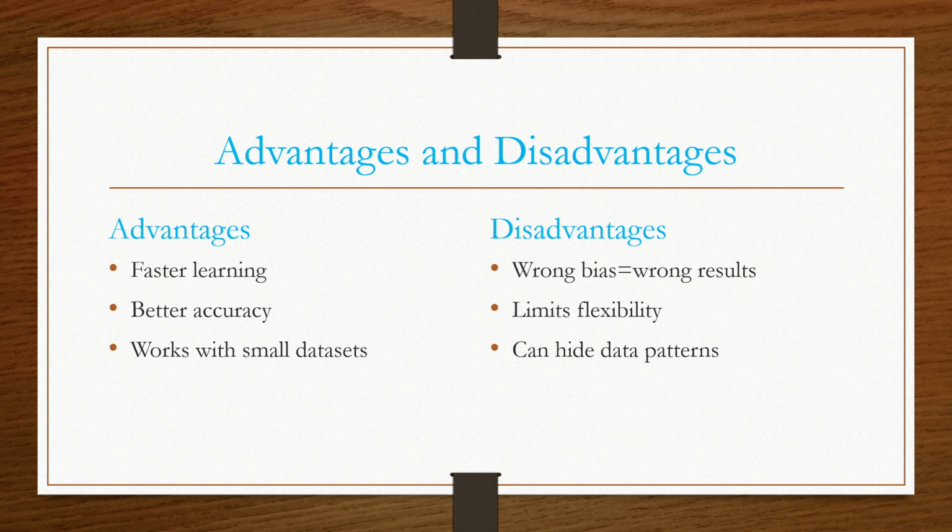Next is missed patterns in data. If the bias is too strong, the model may overlook new or rare patterns. For example, if the bias says all cats are small, the model may fail to recognize a large cat like a tiger. Next is how to choose the right bias. Finding the correct bias for each problem can be tricky. A bad choice can hurt performance. These are the advantages and disadvantages of bias learning.